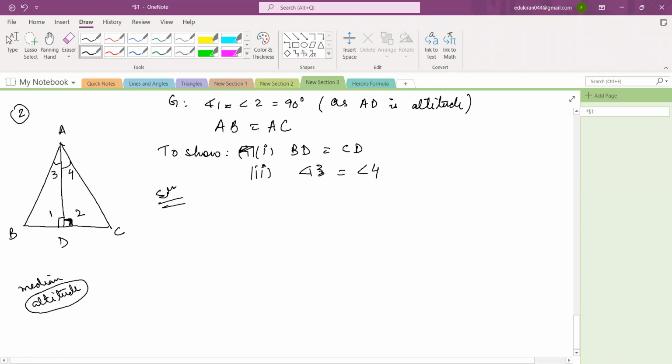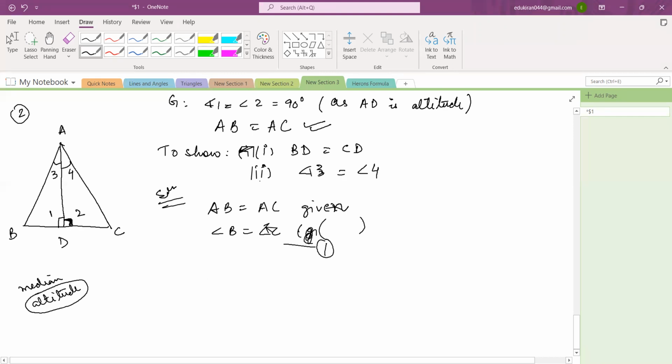So always make use of the given condition. It is given that AB is equal to AC. We can make use of it. This implies that angle B is equal to angle C, by that theorem. You can write that theorem. I'm calling it equation number 1.